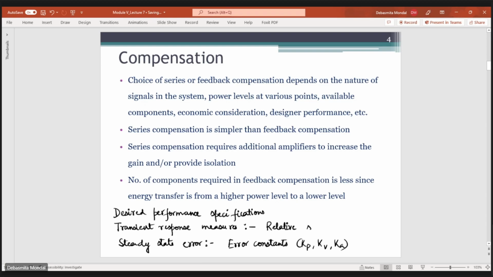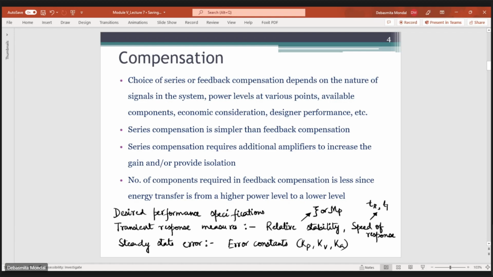These are generally the specifications provided to you in order to design a compensator. In the time domain, the relative stability is governed by manipulating the value of zeta, or you can manipulate the value of the peak overshoot. The values of zeta and Mp indicate the relative stability of the system. The speed of the response is defined by the rise time, the peak time and the settling time.